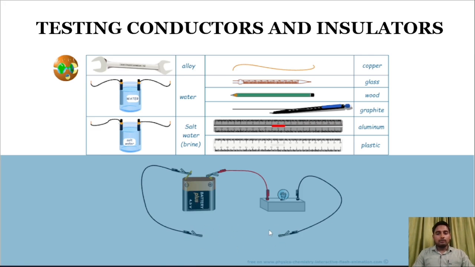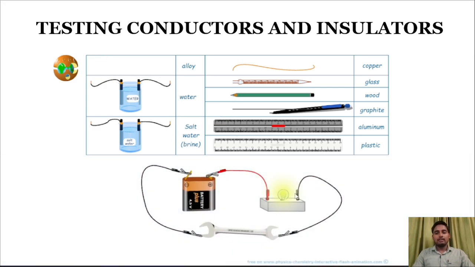If the bulb glows, then it comes under the category of conductor. If the bulb does not glow, then it is an insulator. We have different types of materials: copper, glass, wood, graphite, aluminum, and plastic. Now we will place each material one by one. First, we have this wrench, an alloy. The bulb starts glowing. That is, it is a conductor.